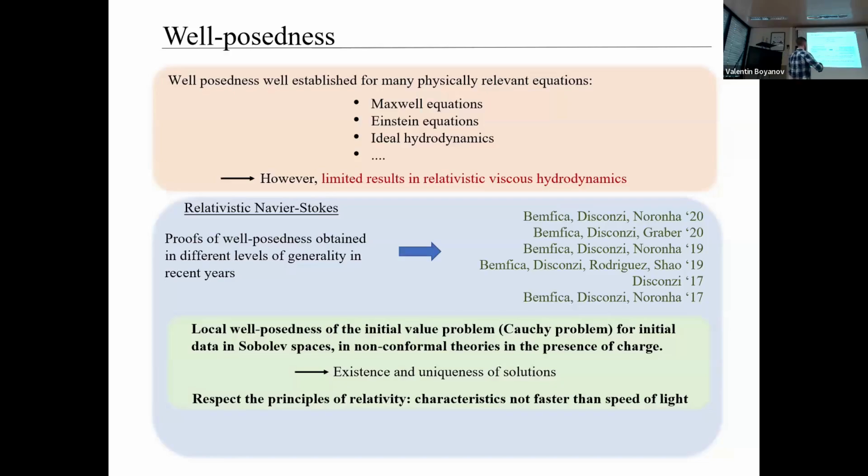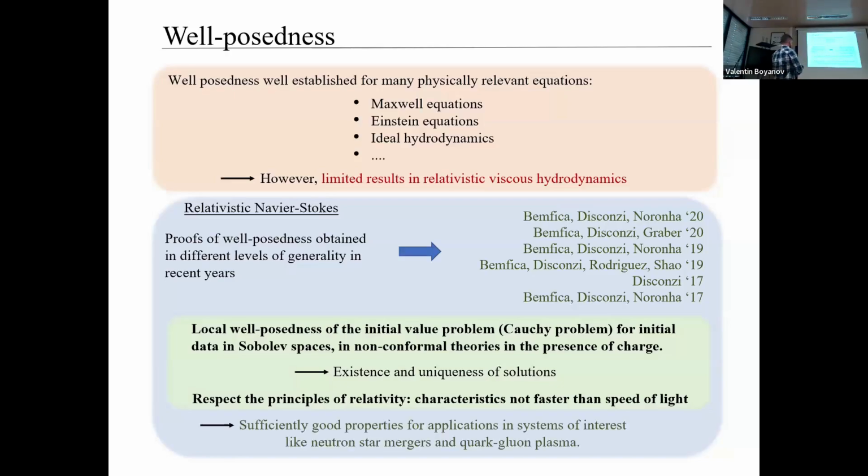And they also include in these proofs that if they satisfy the conditions that they impose, then also the equation respects the principles of relativity, meaning that there is no faster than light propagation. So no faster than light propagation is ensured, because the characteristics have velocities smaller than the speed of light. And recall that the characteristics of the PDEs tell you about the speed at which the information propagates. So, as I said, we have sufficiently good properties for implementation in physical systems of interest in state-of-the-art evolution.